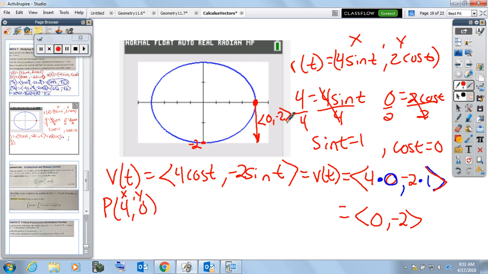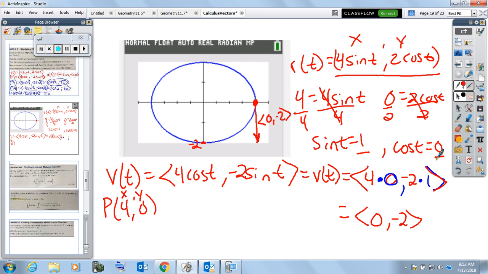All right? And once again, let's reiterate what we just did. We already had our velocity vector, 4 cosine of t, comma, negative 2 sine of t. We had to think to ourselves, the position function r is currently set at 4 sine t, comma, 2 cosine t, or x, comma, y. At the point 4, 0, x equals 4 and y equals 0. So we substituted them in to solve for sine of t and cosine of t, so we could substitute those values of 1 and 0 into our velocity vector. That allowed us to see what our vector looked like at that particular point.